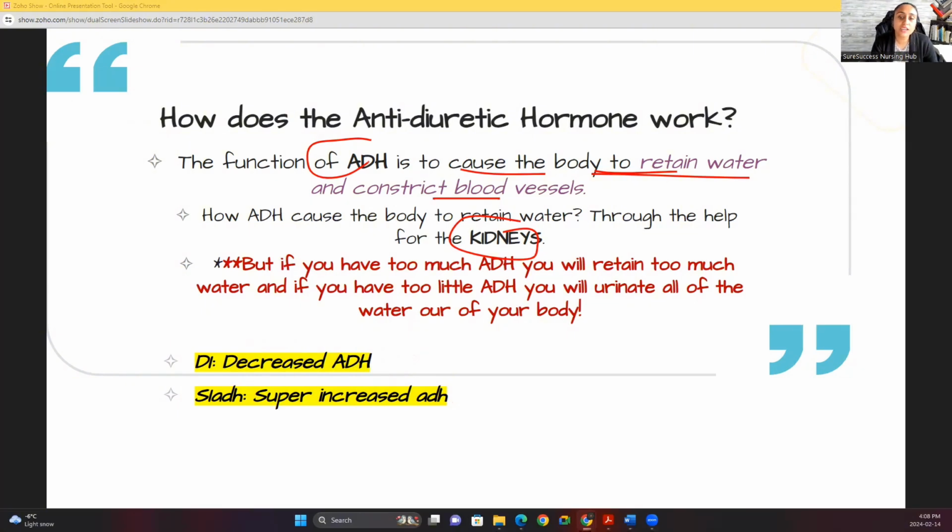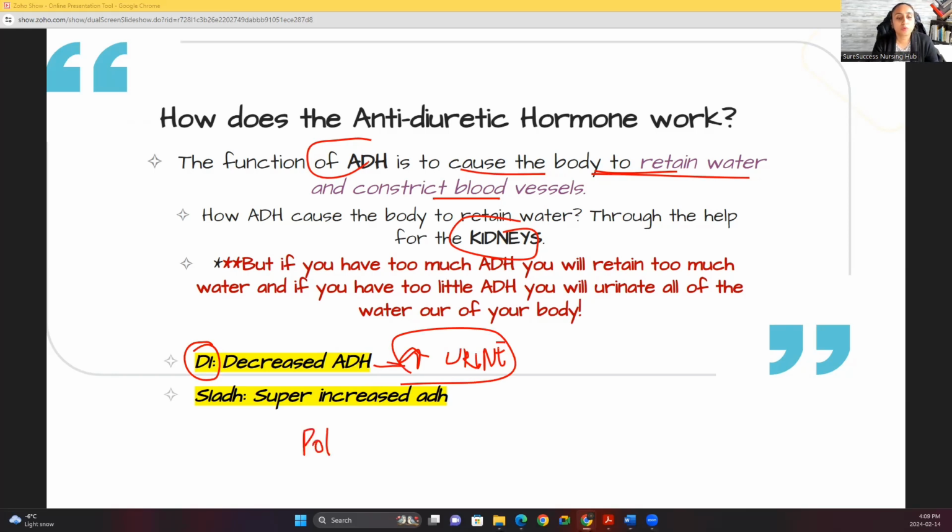Less ADH, antidiuretic, means increased urine. So now tell me why we call it diabetes insipidus. That is the reason. What is a sign and symptom of diabetes mellitus?